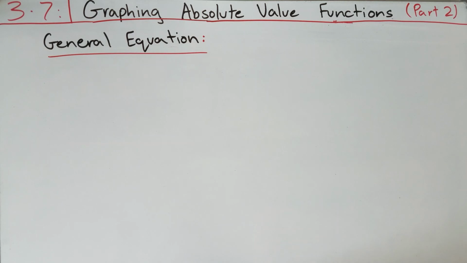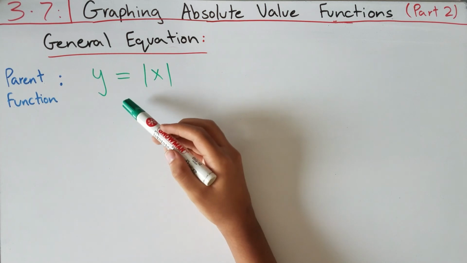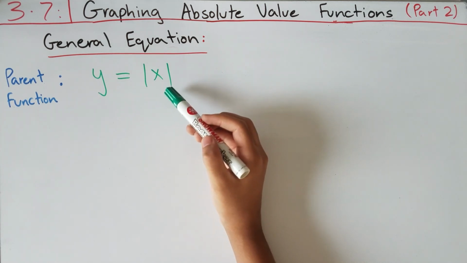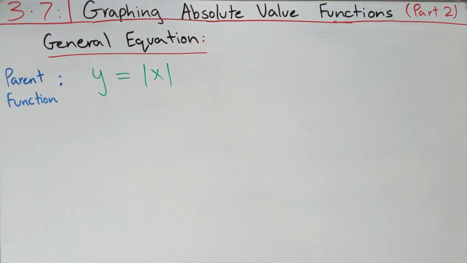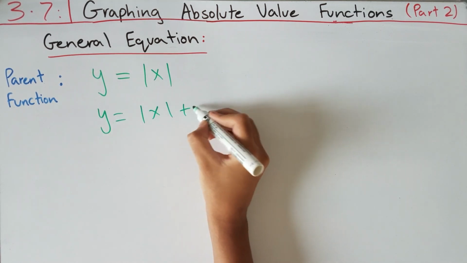Before we talk about the general equation of absolute value functions, we'll have to look at the parent function of all absolute value functions first. In part 1 of absolute value functions, we learned that the parent function of any absolute value equation is given by y equals the absolute value of x, where y is your dependent variable and x is the independent variable. We also learned that you can transform this equation in many ways, so we could come up with various examples such as y equals the absolute value of x plus 1.